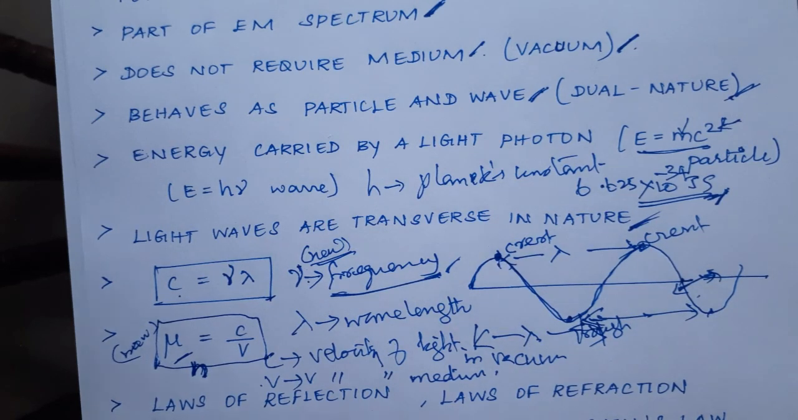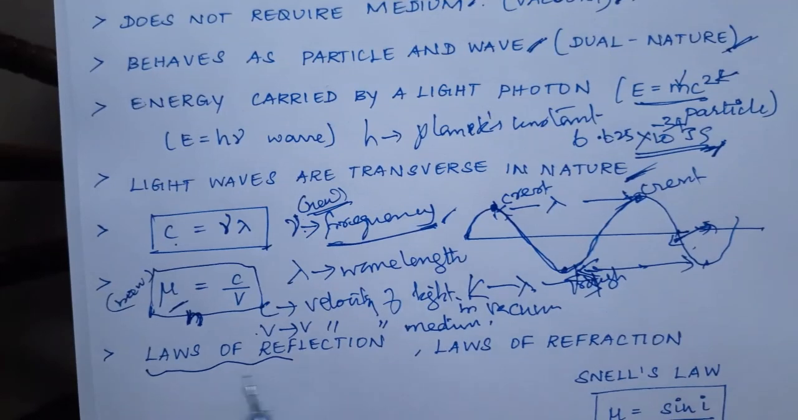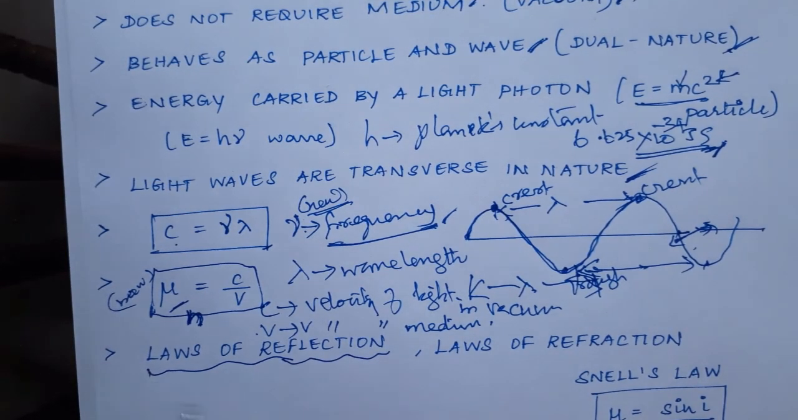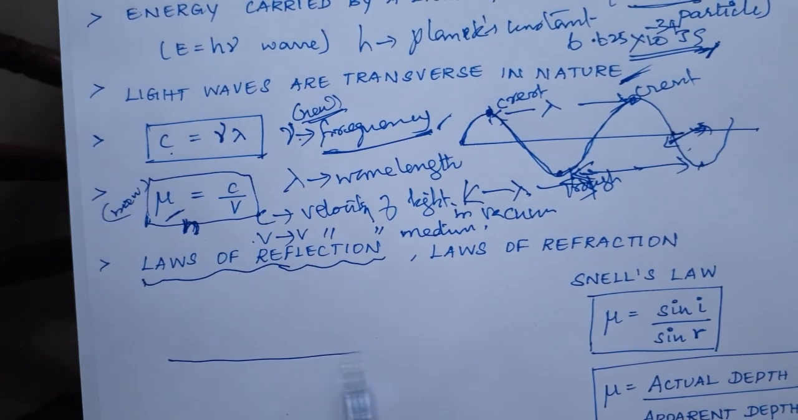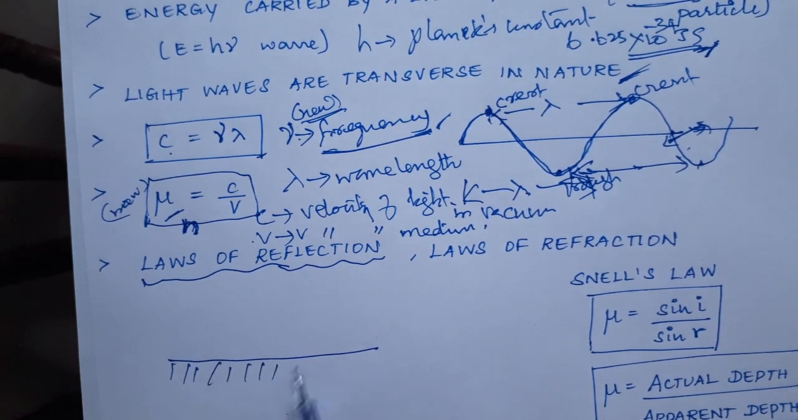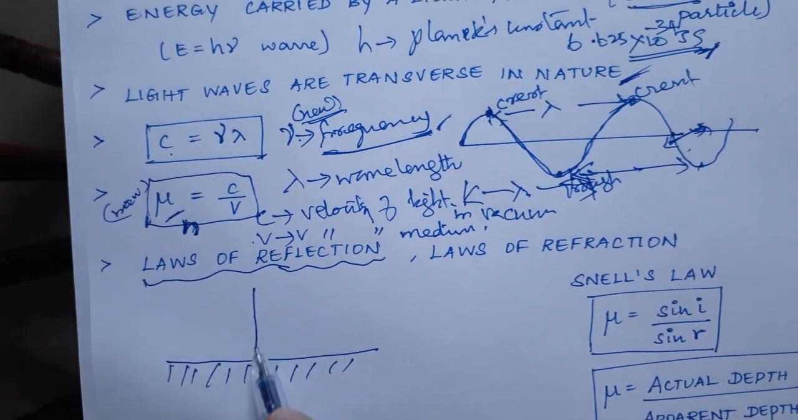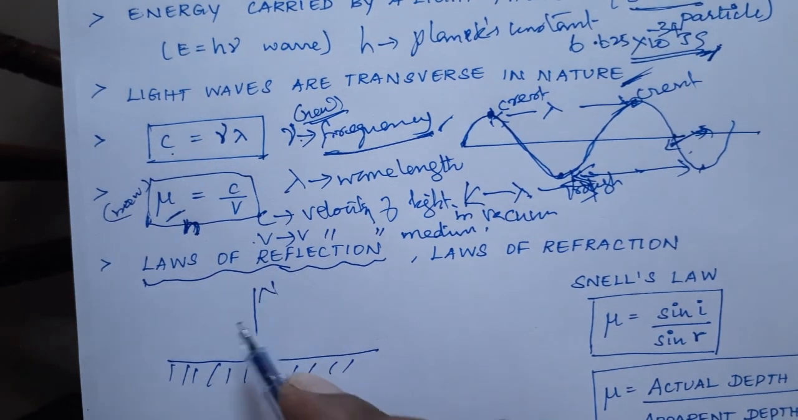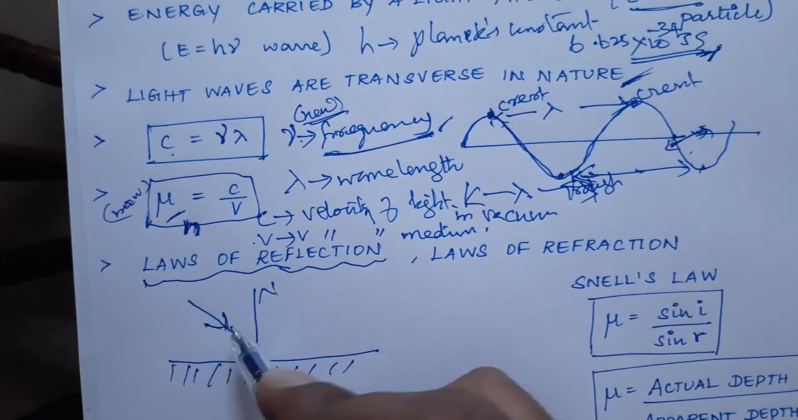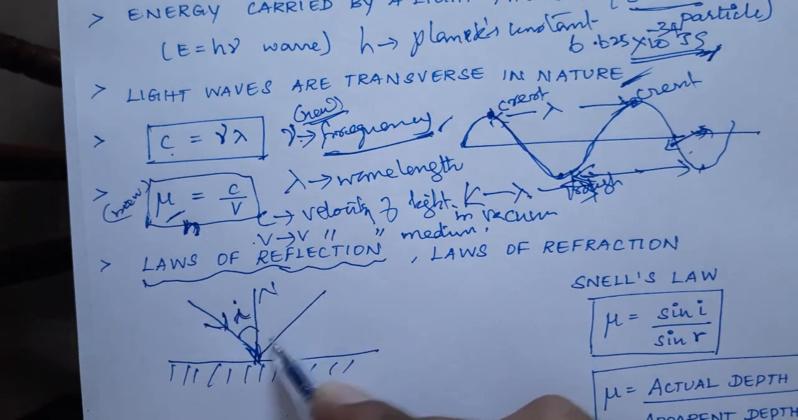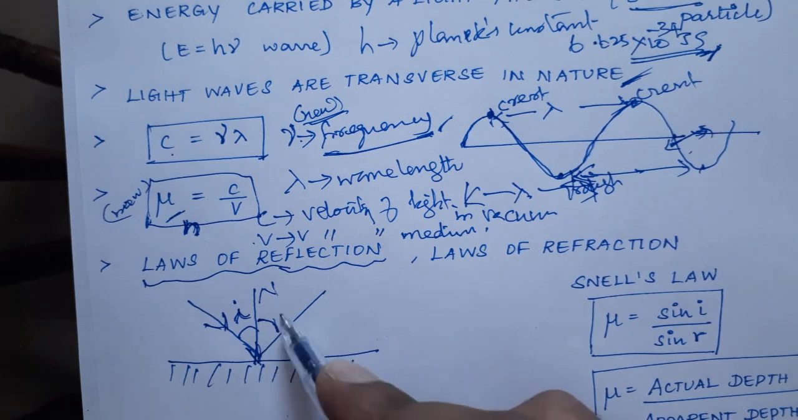Now, the laws governing reflection and refraction. I am just going to give you something on reflection. What are the two laws of reflection? The first law states that, suppose this is a mirror. Draw a normal to the mirror. Now let a ray be incident on this mirror at this angle. Let I be the angle of incidence, and it gets reflected through an angle R.